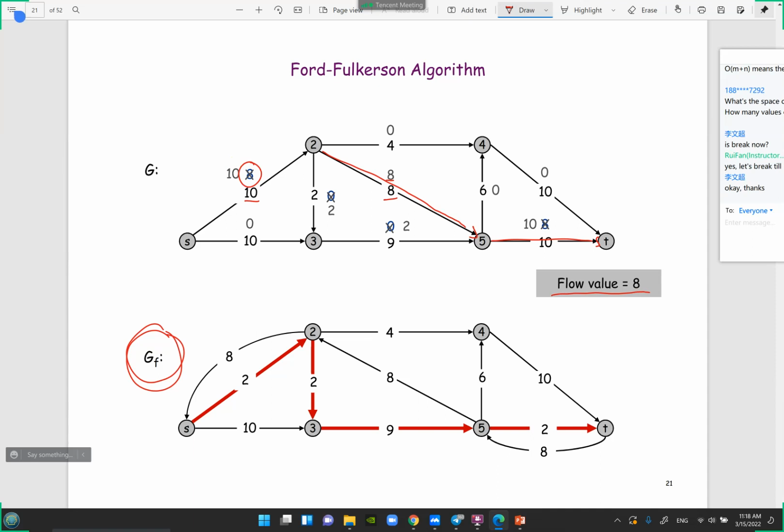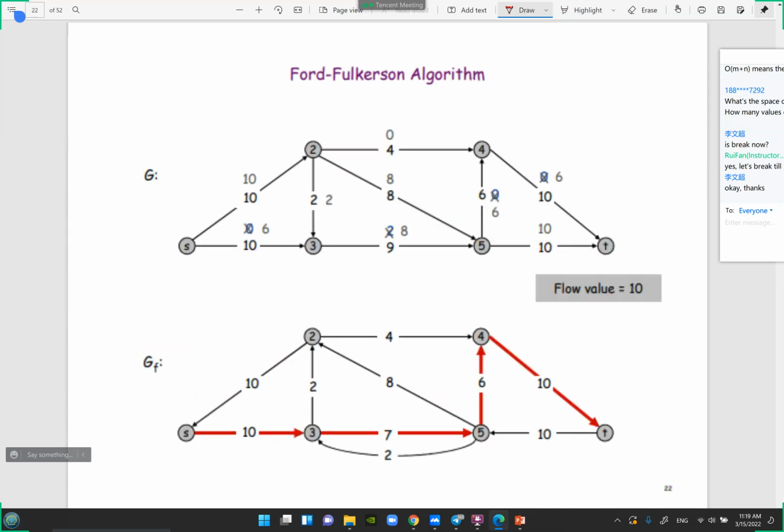Now in this residual graph, we're going to find another path from S to T. You see that there is another path, this red path, and along this path everything has positive capacity. In fact, the minimum capacity is 2. That means you can send 2 units of flow along this red path. So now our total flow is going to be 8 plus 2, which is 10. Now we have 10 units of flow.